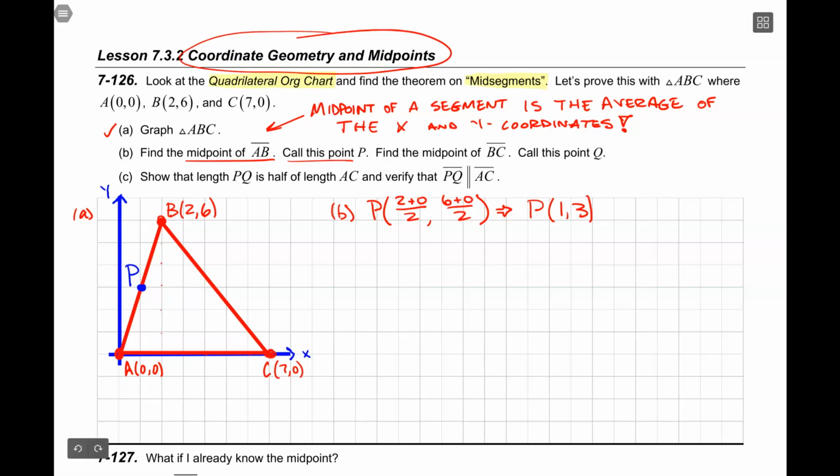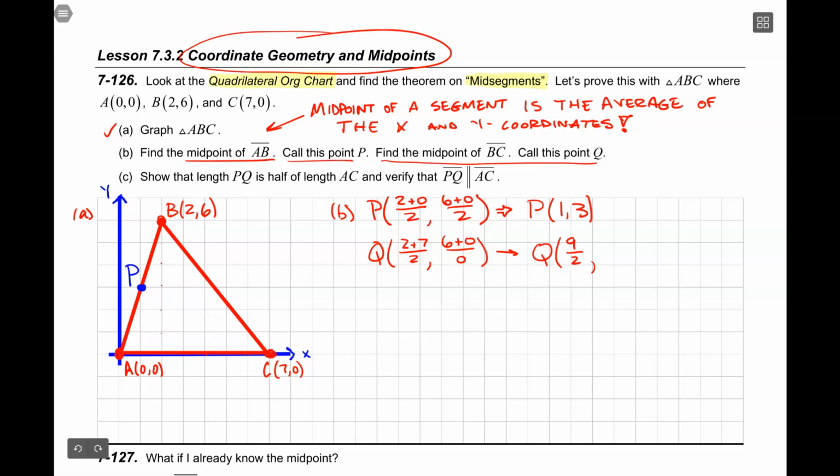Next, let's go ahead and find the midpoint of BC. We're going to call that Q. Again, it's the average of the x and the y, so my x coordinates are 2 and 7. My y coordinates are 6 and 0. Uh-oh, this one's a problem. 2 plus 7 is 9. 9 is not evenly divisible by 2.